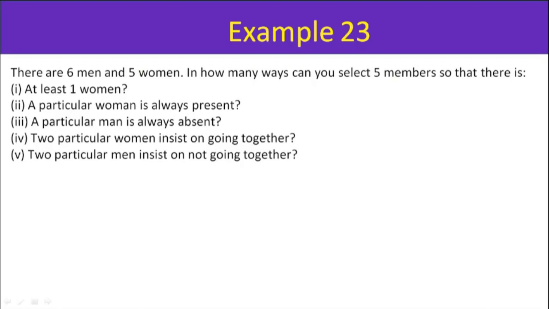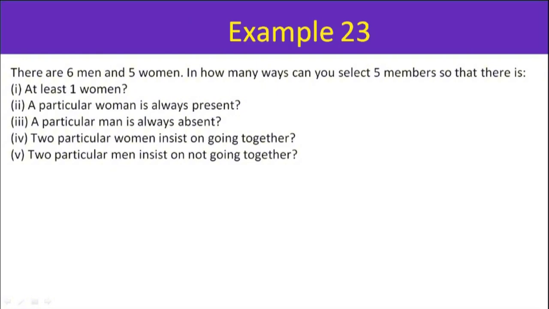Second question, a particular woman is always present. Whosoever that woman is, select her, put her in the team. Now you're left with what? 6 men and 4 women. You have to select 4 more members. It could be anything, no constraint. So the simple answer is 10C4. One particular woman means you have already selected her, right? There is no selection, no permutation. The rest is selected out of 10 members. Select any 4, 10C4.